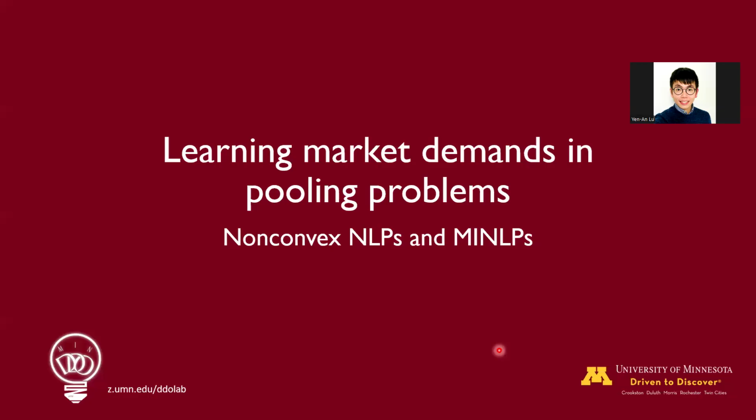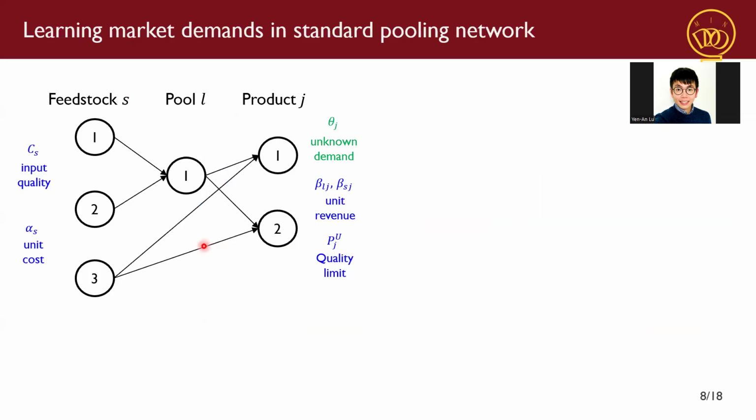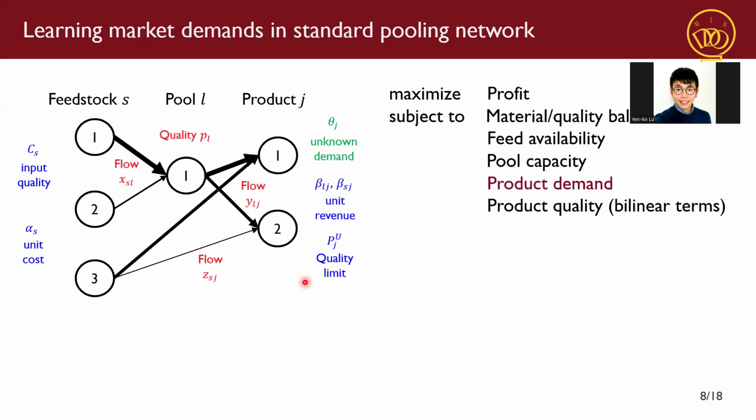And next, let's use one case study to showcase the efficacy of our proposed algorithm. We were trying to learn the unknown market demands in the standard pooling problem. In the standard pooling problem, we typically mix different feedstocks with different quality profiles in either an intermediate pool or a final product pool, so we can generate different kinds of products that meet different quality constraints as well as different product demands. So the goal of solving this problem is to identify the optimal flow distribution in the pooling network such that we can maximize the overall profit while satisfying these different constraints.